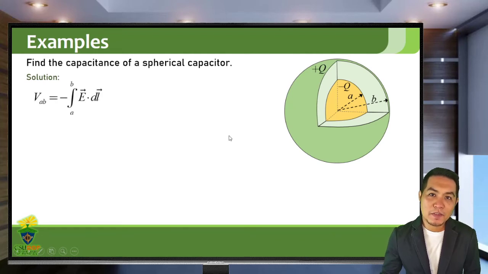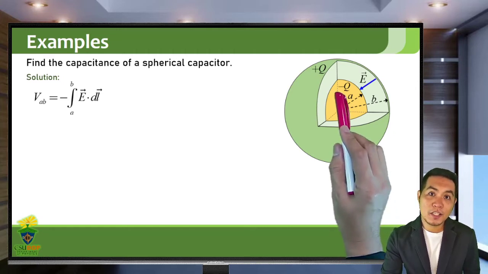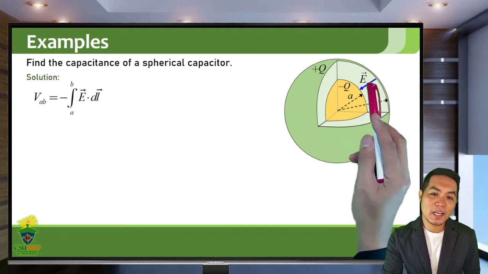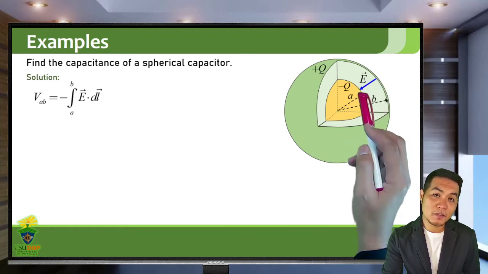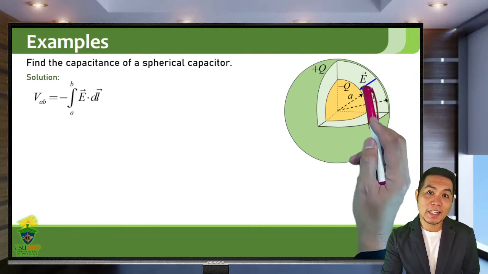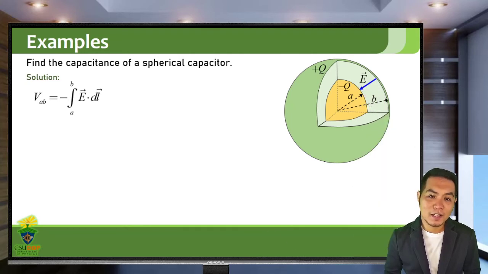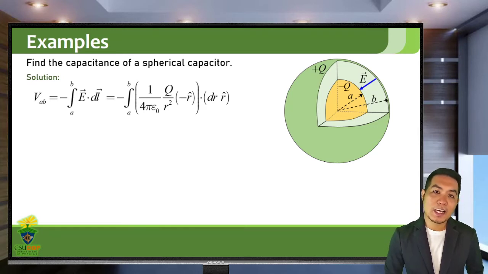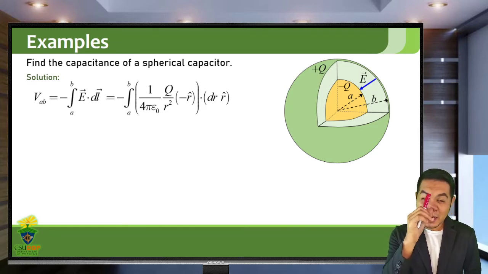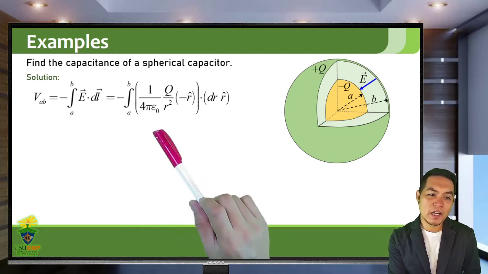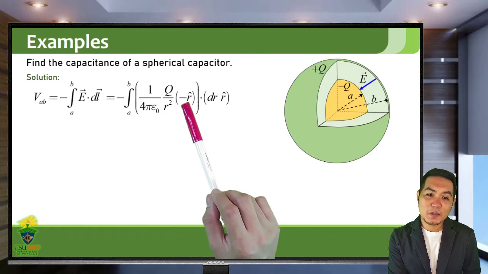Similar to our previous example, we start by finding the potential difference between the two conducting shells. Since the inner shell has a negative charge, the electric field is directed towards the negative charge, radially inwards, along the negative r hat direction. We have already solved for the electric field outside of a conducting sphere. It's basically 1 over 4 pi epsilon naught, q over r squared, and in this case the direction is inwards, or negative r hat.